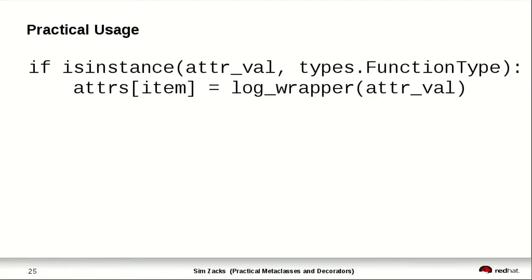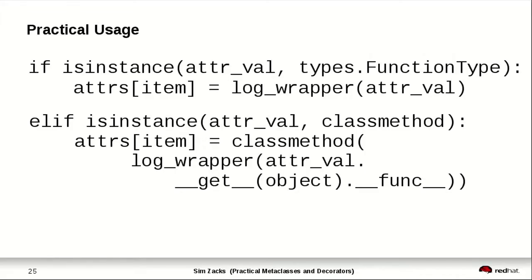So what's in the attrs dictionary is, first of all, we have the item and the attr value. The item is the name, that's the string value that represents the name, and then the attr val is the function reference. So I'm looking for three things here. First of all, I'm looking for if the value is a function type. If the value is a function type, then what I want to do is, instead of having the name pointing to the actual function, I want the name to point to the log wrapper function, which takes the initial attr value, which was the function reference that I really want to call, and then I stick that into there. So basically what I'm saying is that when you call add, call log wrapper passing in add.